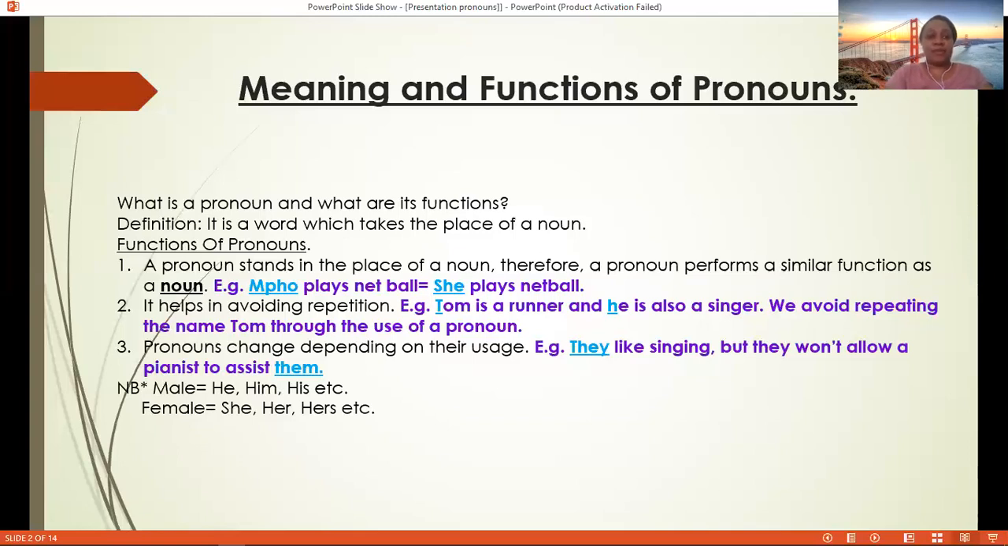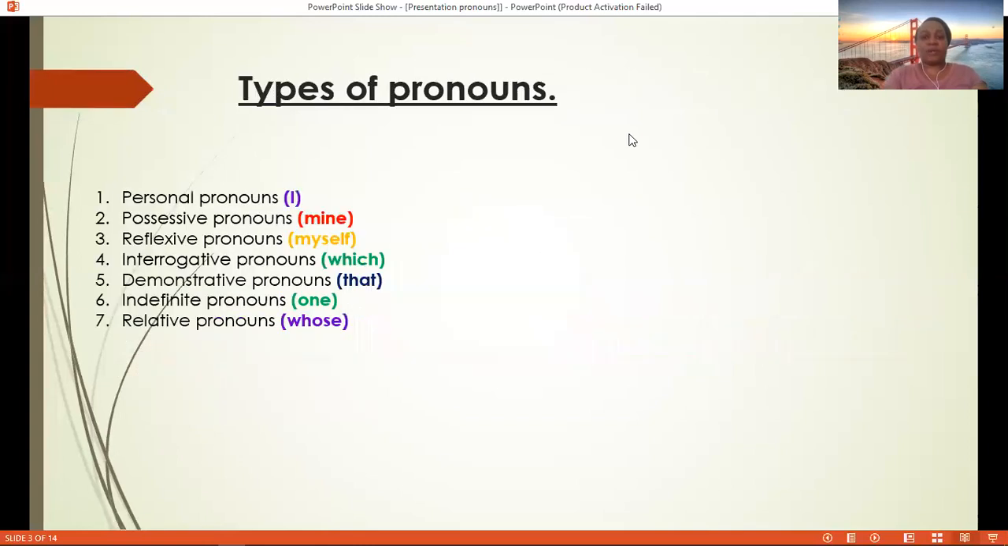Right, let's move on and look closely at the types of pronouns. Types of pronouns.